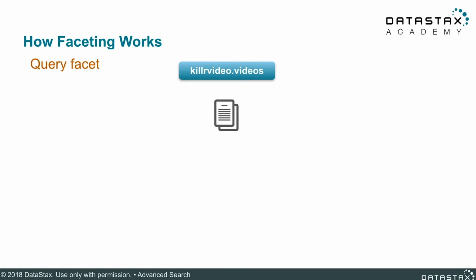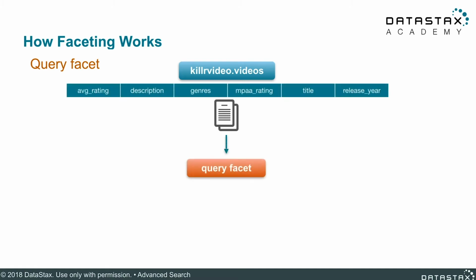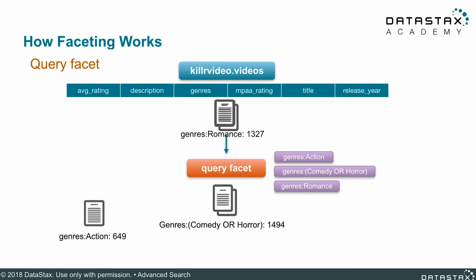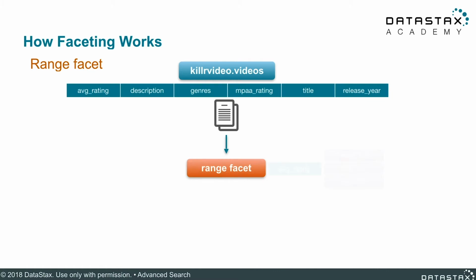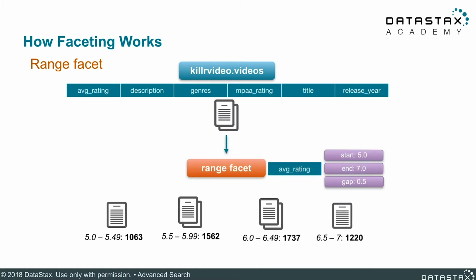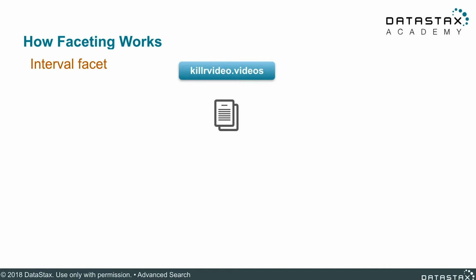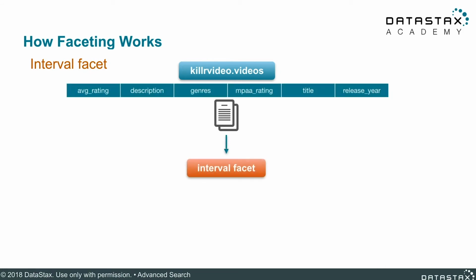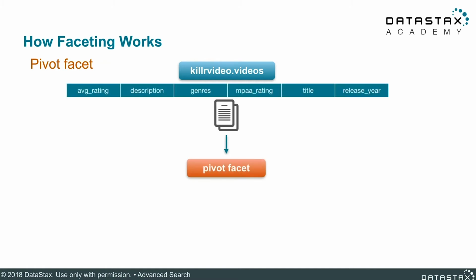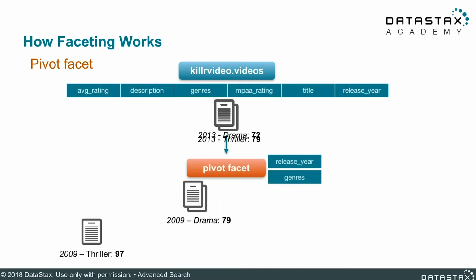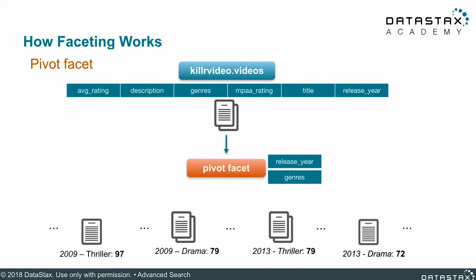Query faceting operates similarly to field faceting, but instead of organizing the facets strictly by the field values, it organizes them by the results of one or more query expressions. Range faceting organizes its facets according to a given field and ranges of that field's values. Interval faceting is similar to range faceting in that it organizes facets according to a given field, but it allows more flexibility in how the ranges are specified. Finally, pivot faceting organizes facets according to multiple fields and the various combinations of those fields' values.